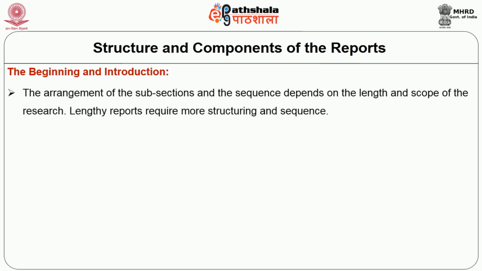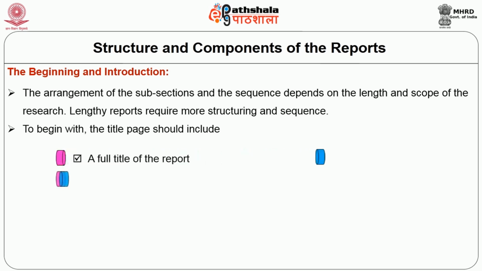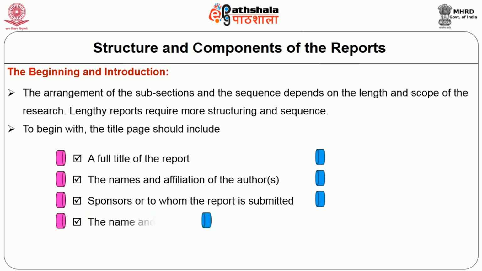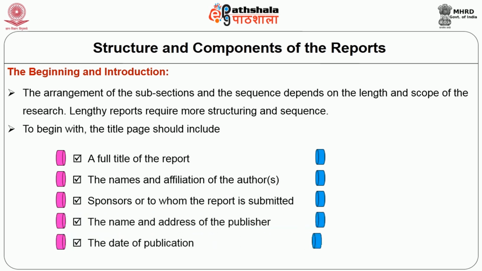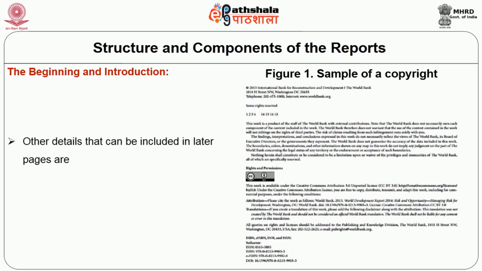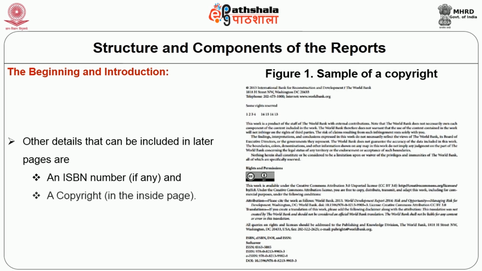The arrangement of the subsections and the sequence depends on the length and scope of research conducted. Lengthy reports obviously require more structuring and sequence. To begin with, the title page should include a full title of the report, the names and affiliation of the authors, the sponsors or to whom the report is to be submitted, the name and address of the publisher and the date of publication. Other details that can be included in the later pages are an ISBN number, if any, and a copyright in the inside page.